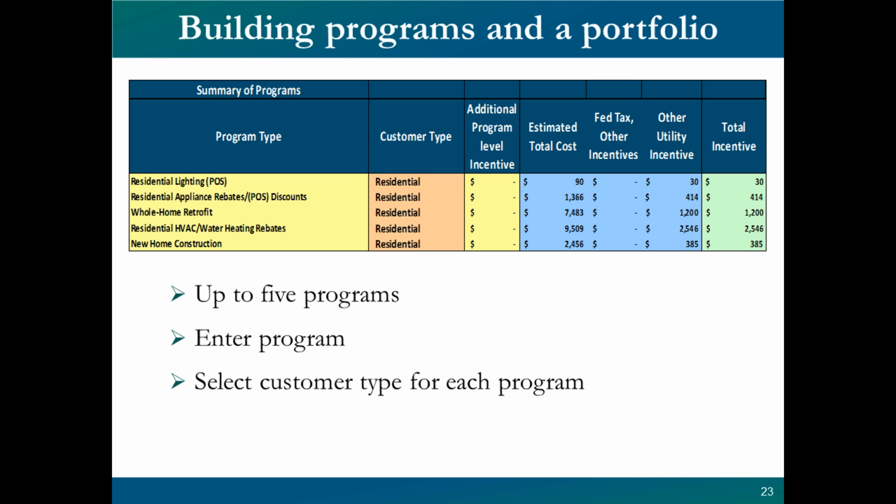So we'll start here with a snapshot of the programs. And our tool, as Kiran said, you can build up to 5 programs. The model we're showing is pre-populated with some example programs that we'll go through, starting with a lighting program, and then there at the bottom a new home construction, in the middle a whole home retrofit, each of which are built up by a number of measures.